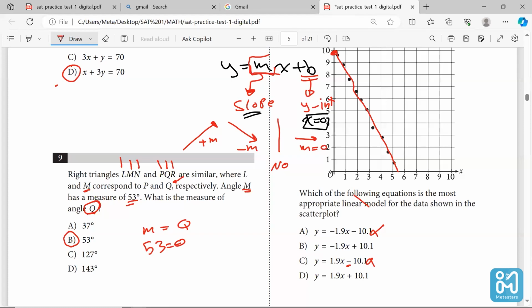Now, the coefficient of x should be negative. Now, I have two possible, B or D. B is negative, and D is positive. Which one of these is correct? It's B. Why? Because I have a negative slope. I hope you understand this case.